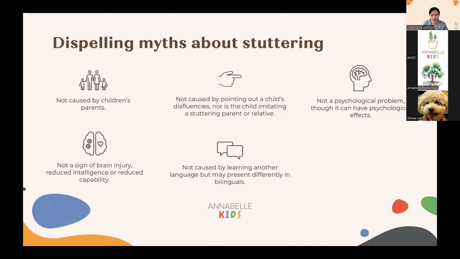Okay, it is also not caused by learning another language, but it may present differently in bilinguals. So the way a monolingual person stutters might be a bit different from the way a bilingual person stutters. And it's not a reason to stop your child from learning another language. In fact, it's good to have children learn more languages at a younger age. And this is one of my favorites. Forcing a left-handed child to become right-handed also does not cause stuttering. Okay, so you don't need to feel guilty about that. It's usually a genetic predisposition.